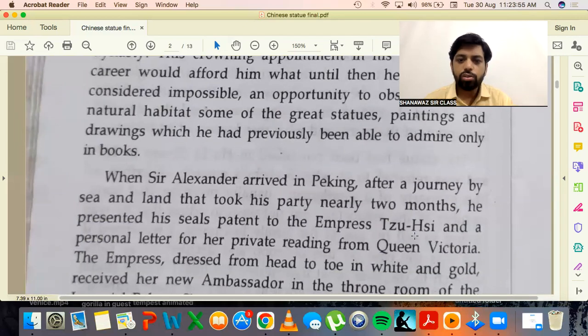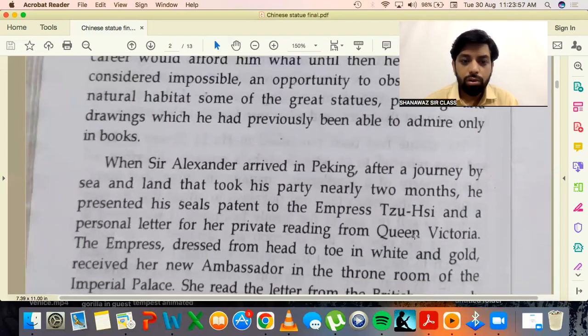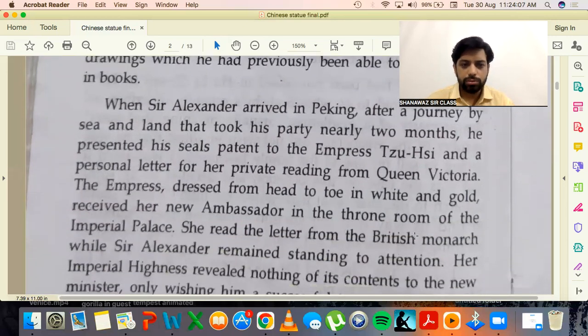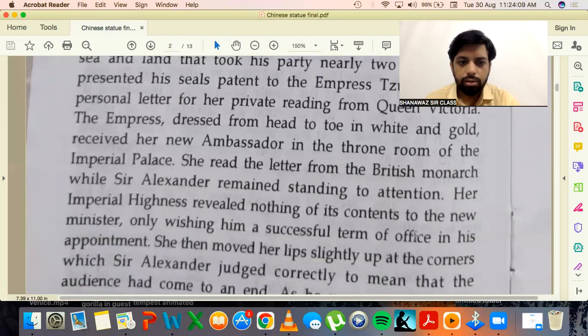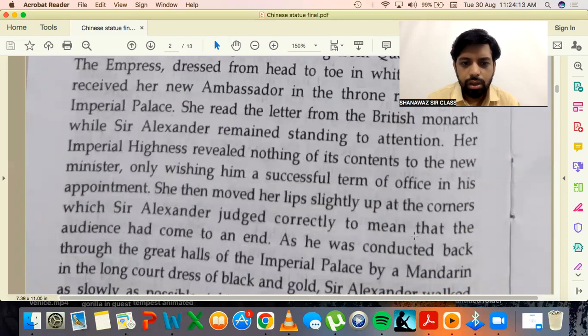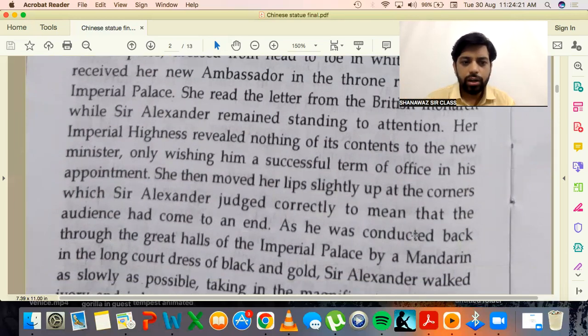When Alexander arrived in China, Peking, after a journey by sea, उस जमाने में लोग sea से जाते थे, it took him 2 months. So he took the letter of England, Queen Victoria के letter, Chinese के किंग और क्वीन को दिखाएं. तो then he was given the job to be the ambassador in China. Okay, और वहाँ की जो क्वीन थी चाइना की, वो एक बार स्लाइटली ऐसे लिप्स की, मतलब कि अब तुम जाओ. He was conducted into the great hall.